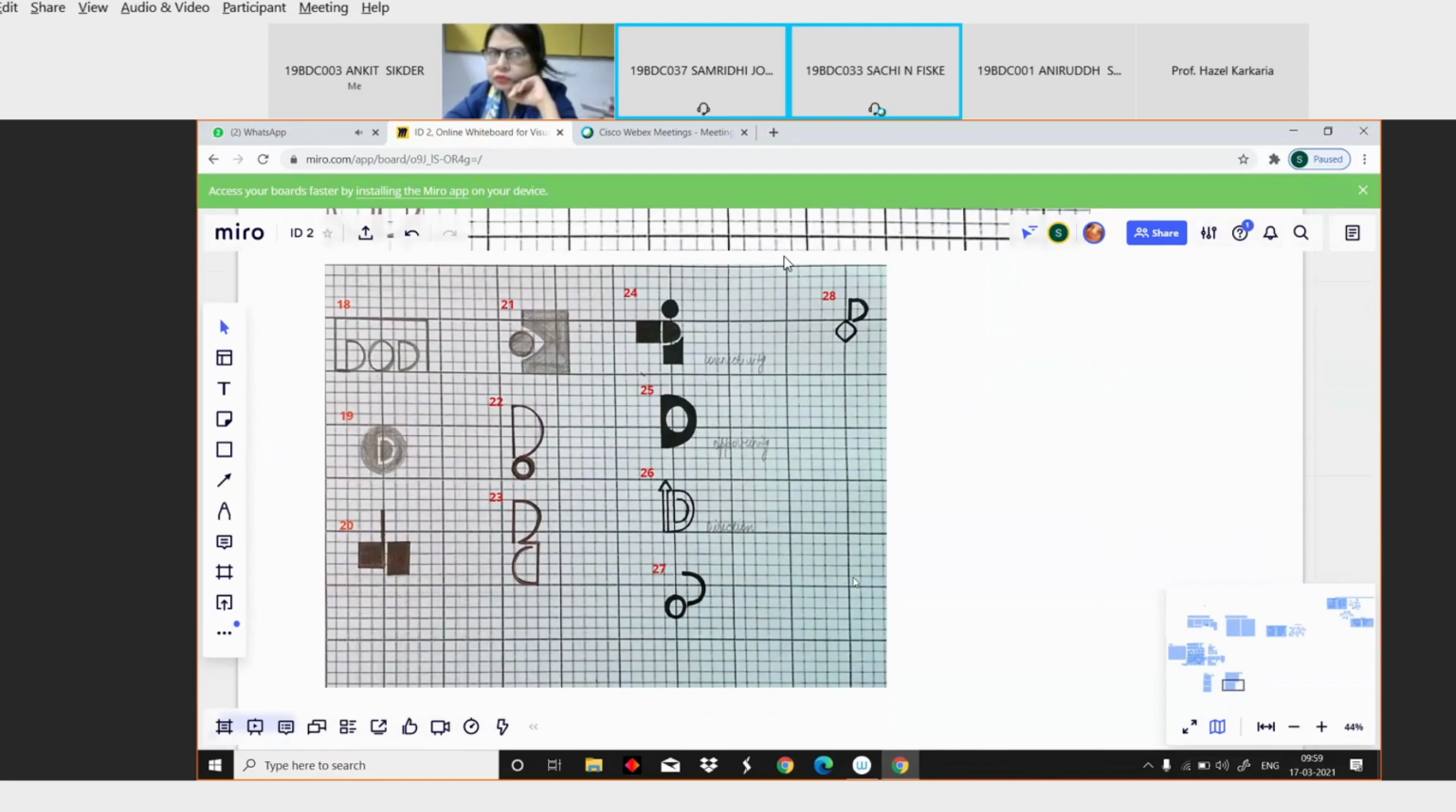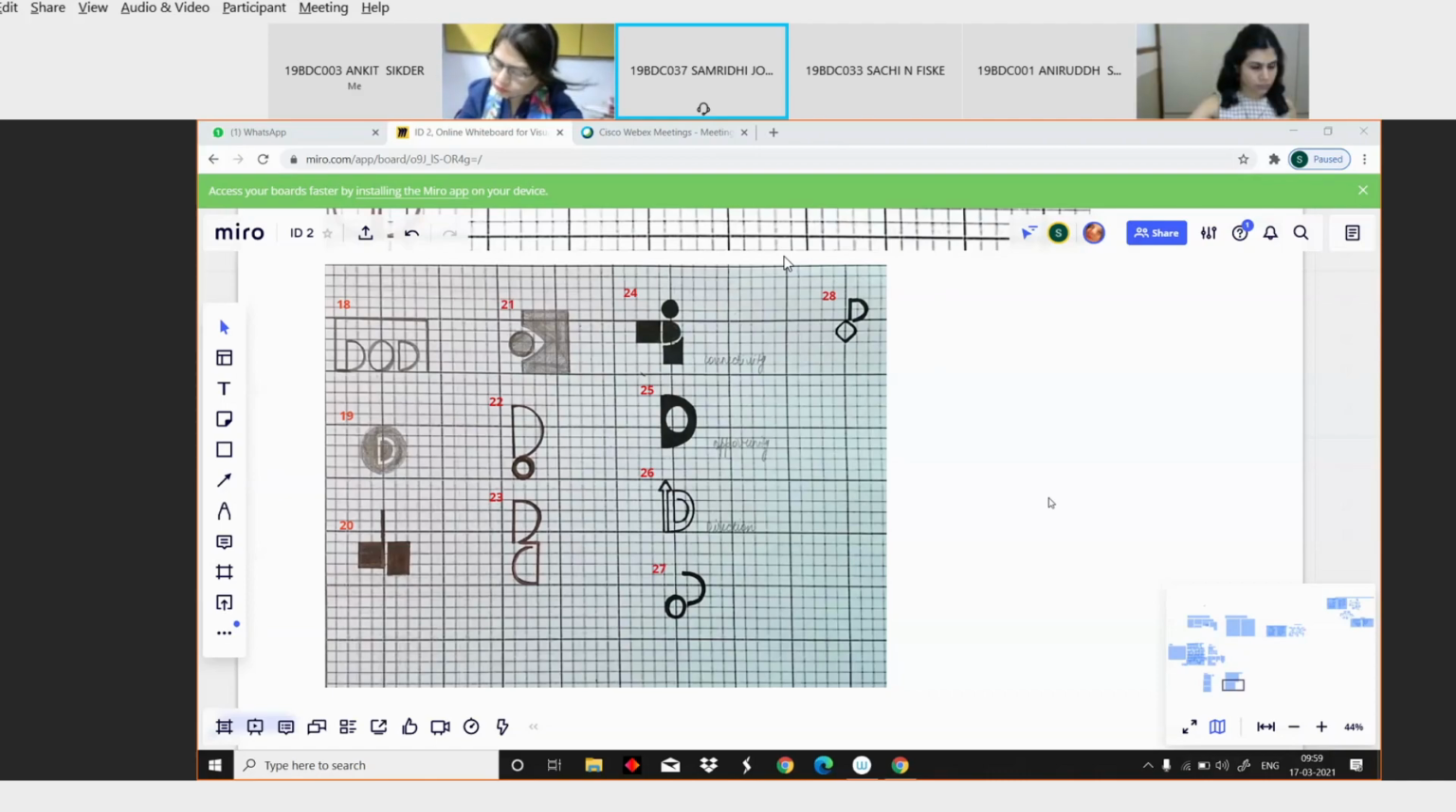Yeah, so here also in the 26th one, I was trying to depict direction. And then in the 25th one, I wrote that D with a hole in between to showcase that it is a gate of opportunity or something like that. So that is how I tried to explore.